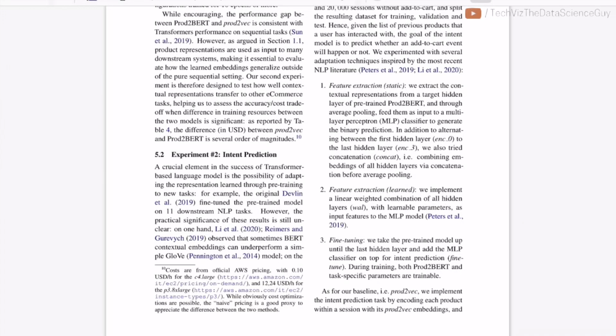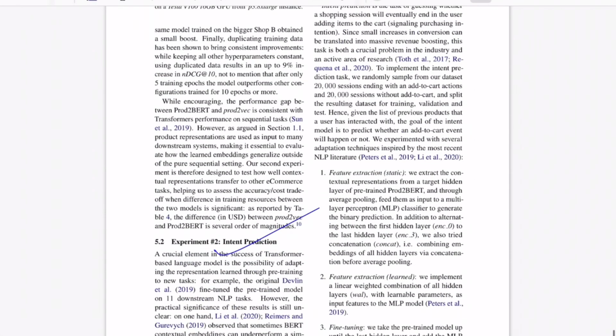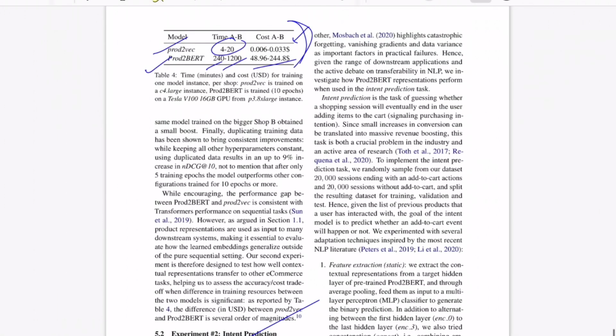So apart from this, they did a second experiment, which is intent prediction, where the ultimate goal was to see if the shopping session is going to end in a purchase intent or not. So that's what we had to classify based on the representation that we learned for that session using prod2BERT or prod2vec.